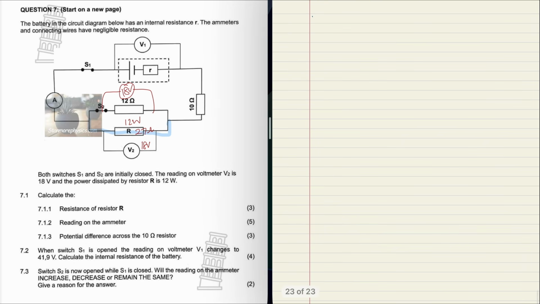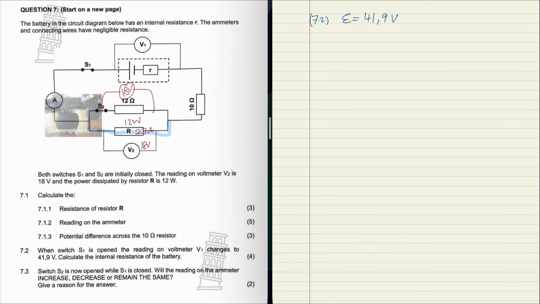Question 7.2 says, when switch S1 is opened, the reading on voltmeter V1 changes to 41.9 volts. Calculate the internal resistance of the battery. So the 41.9 is actually going to be the EMF. Because remember, the reading on the voltmeter that's connected to the terminals of the battery when the switch is open, or when no current is flowing through the circuit, is known as the EMF. So the EMF is that.